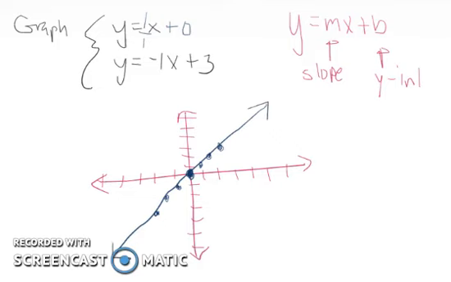My next one I'm going to use, let's use green. My b is positive 3, so I'm going to go up 1, 2, 3, and there's 3. And my slope is negative 1 over 1, so I'm going to go down 1 over 1.